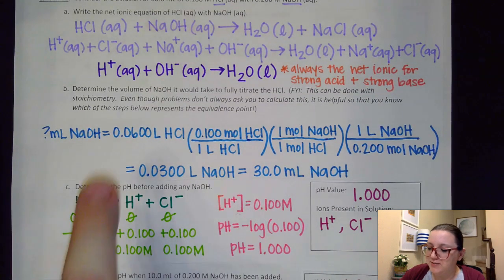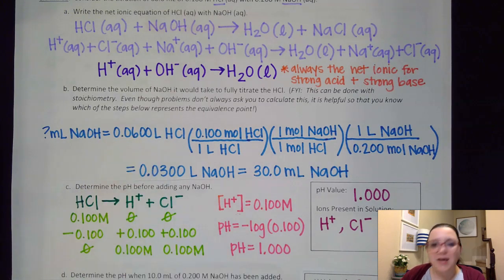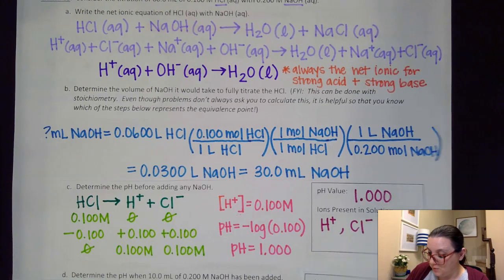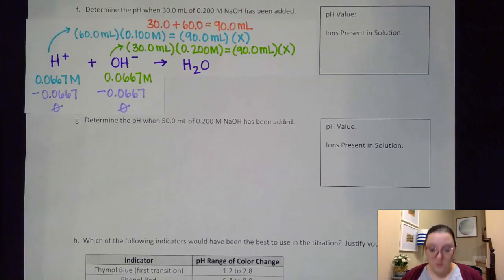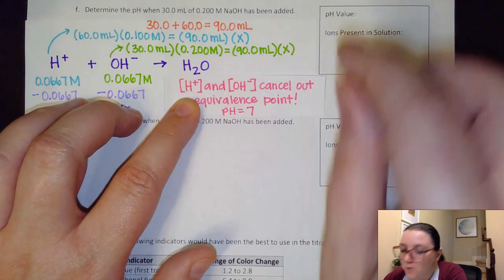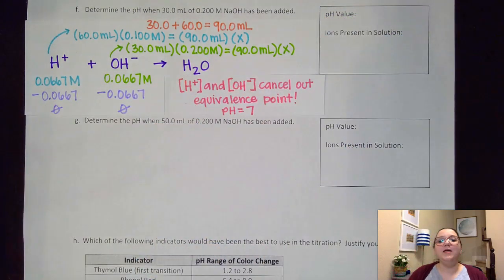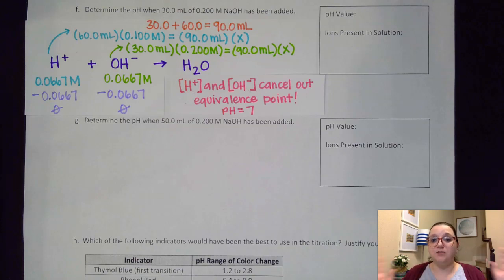Do y'all remember back here where we did this stoichiometry? And we said for our 60 milliliters of HCl, to cancel it out perfectly and reach the equivalence point, I would need 30 milliliters of NaOH, right? Did you notice what we added on this problem? There's where we added that 30 milliliters of NaOH. So the reason why H and OH cancel out is that we have now reached our equivalence point. Perfectly balanced, canceled out stoichiometrically. And so what that means is that I have a pH of 7.